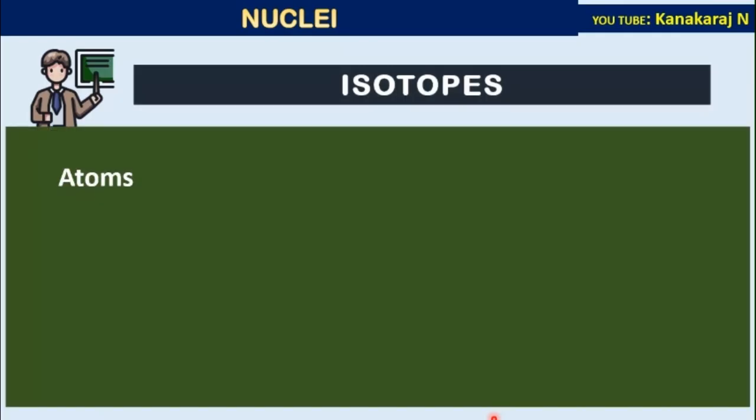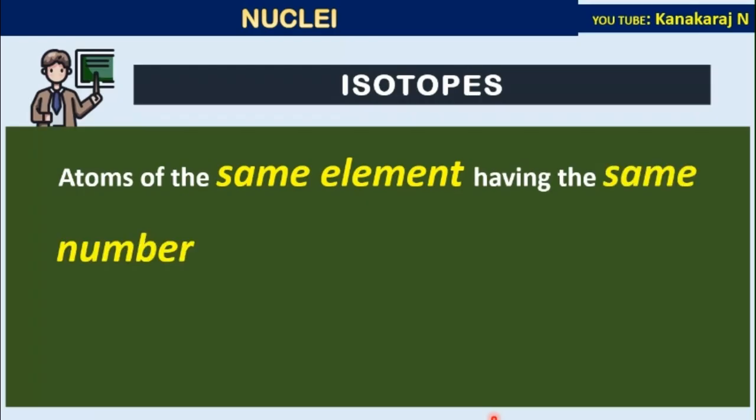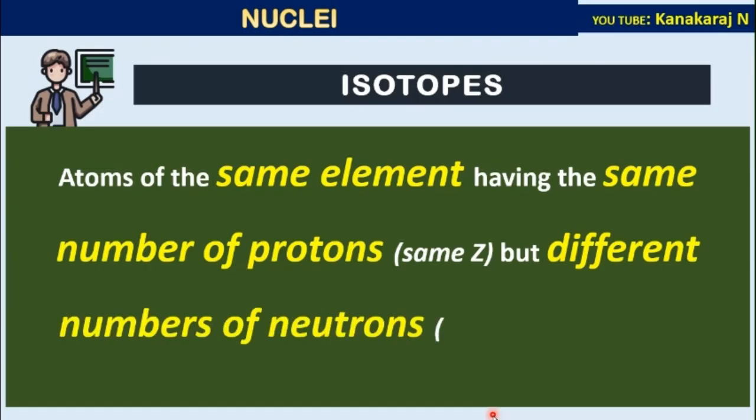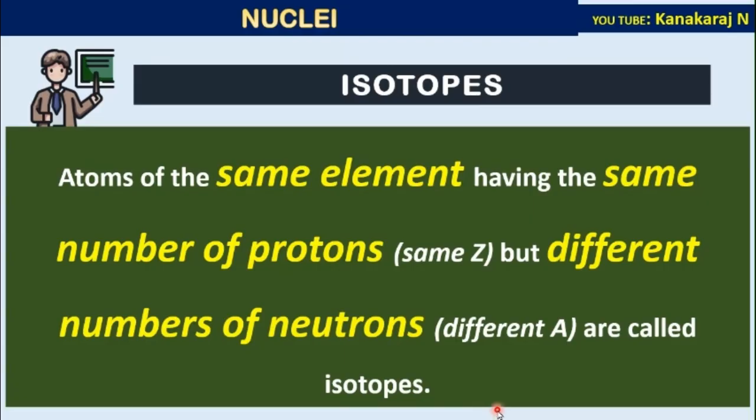Isotopes. Atoms of the same element having the same number of protons, same Z, but different number of neutrons, different A, are called isotopes.